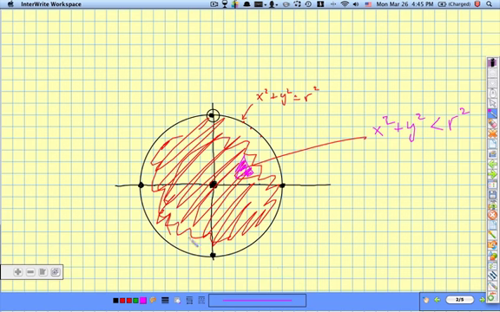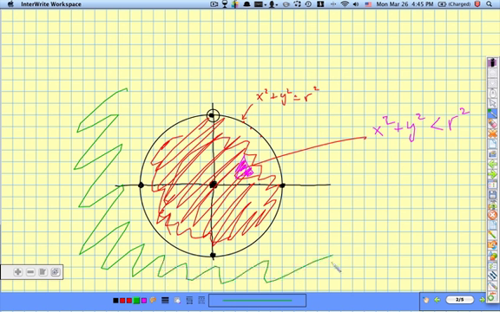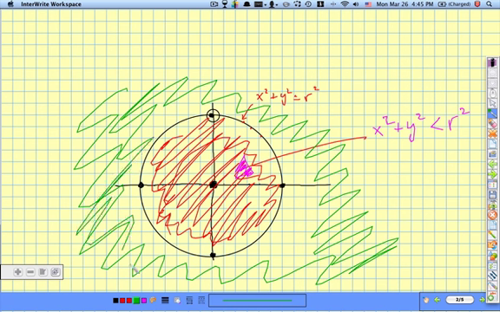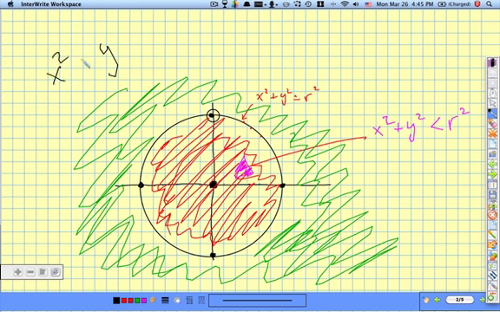And now, if we shaded the outside of the circle, you can probably guess how I can represent that. Everything on the outside of the circle will be x squared plus y squared is greater than r squared. That would be the outside of the circle. So understand this concept, which will lead us into the next example here.